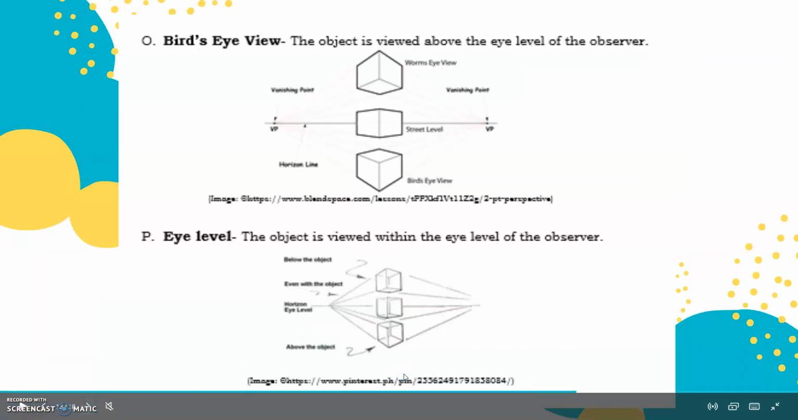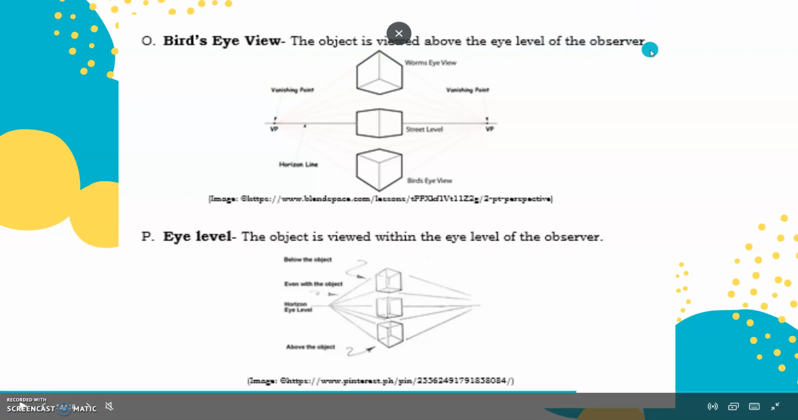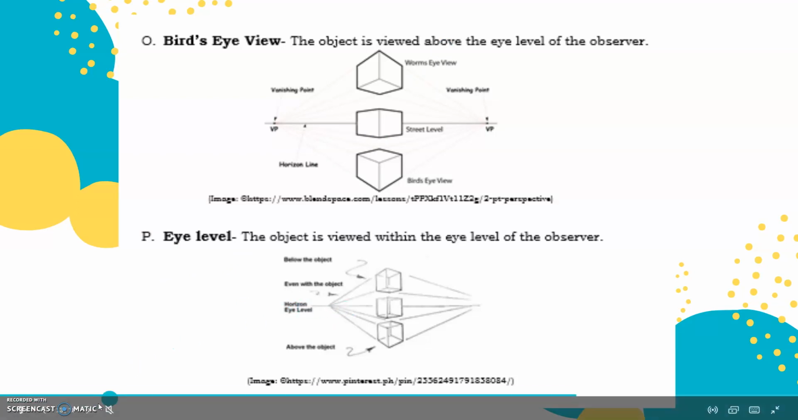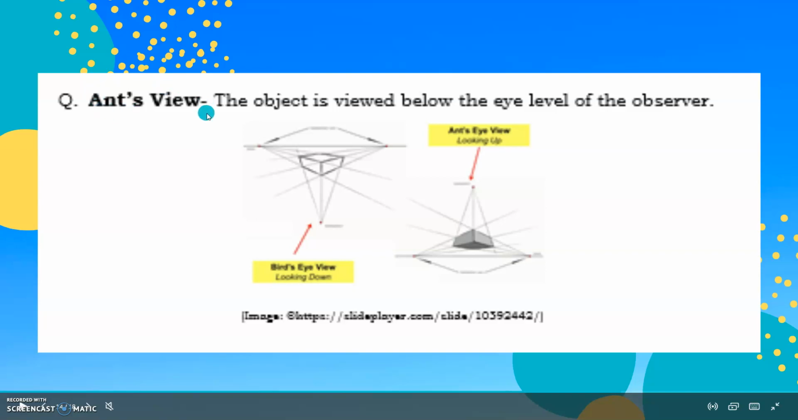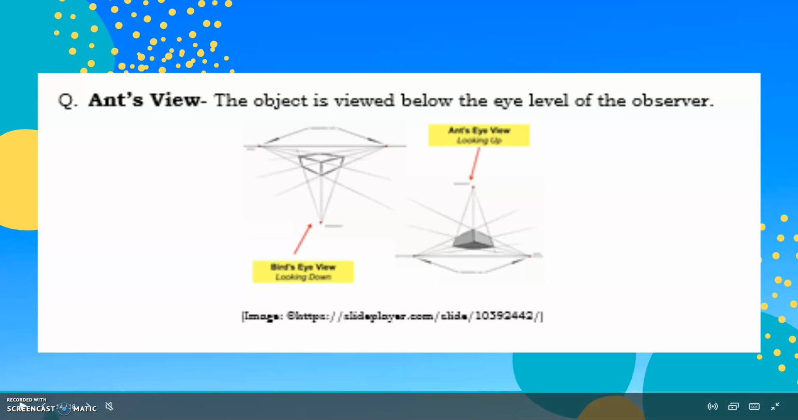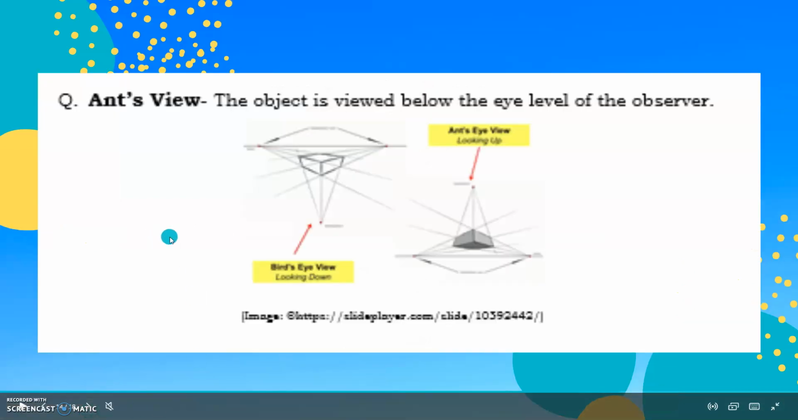Okay, so we have the different views. We have the bird's eye view, where the object is viewed above the eye level of your observer. Above, this is your keyword, above. While eye level is horizontal, kumbaga kapantay lang. The other type of view is the ant's view, a view below the eye of the observer. So we have the bird's eye view, the level view or eye level, and the other one we call the ant's view.